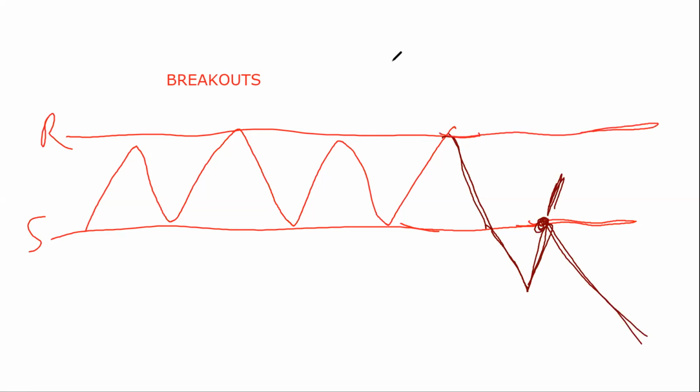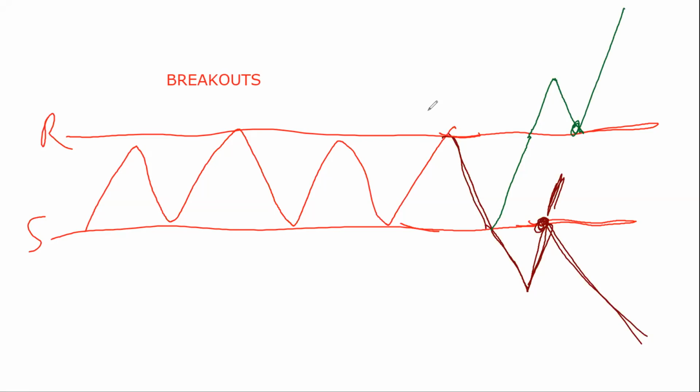So area of resistance, you'll see it hit the resistance area, completely break through that ceiling, test the area before climbing. Okay. So these are called breakouts because they've broken out of your original support and resistance.